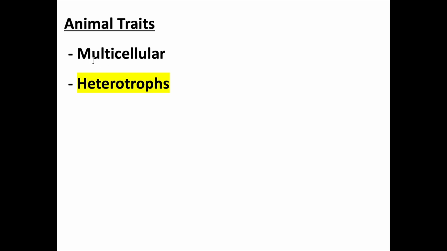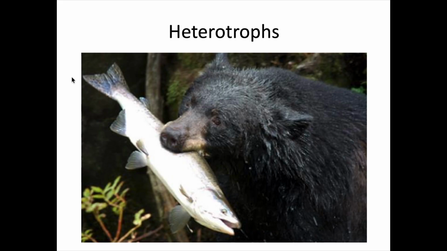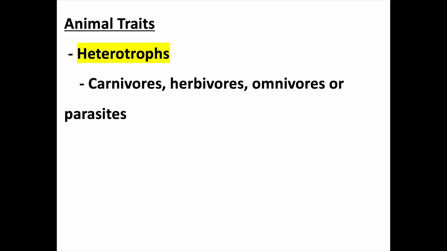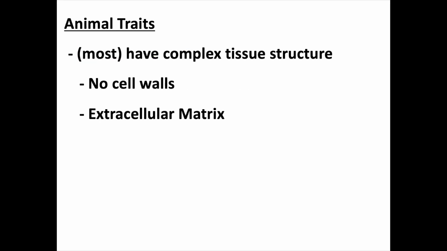Some animals are microscopic, but all animals are multicellular. We are heterotrophs, which, again, we've seen this many times in the key terms, but it is an organism that consumes organic substances or other organisms for carbon. There are a lot of different ways to be a heterotroph. Some are carnivores, some are omnivores, some are herbivores, some are parasites. All of these are types of heterotrophy. We see all of this within kingdom Animalia.